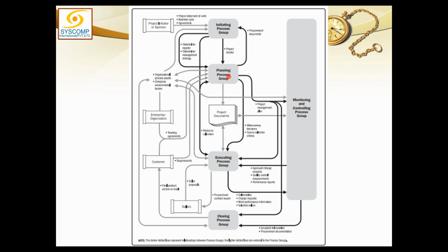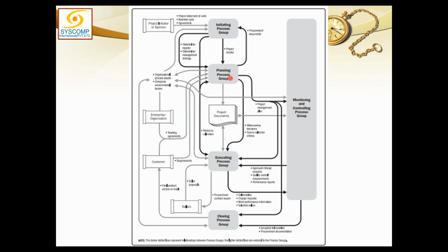Now let's see what is going out of planning. Number one, all the project documents are being put into this archive. The arrow goes down from the planning process group to project documents. And what are these documents? With the exception of the baselines and the management plans, everything else is a project document. So everything else which is created during planning goes to project documents.